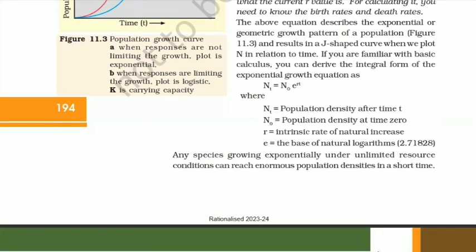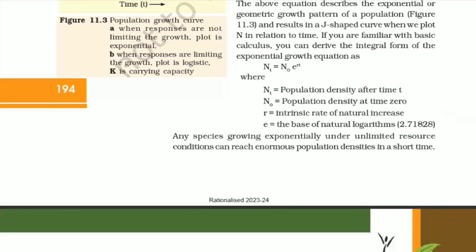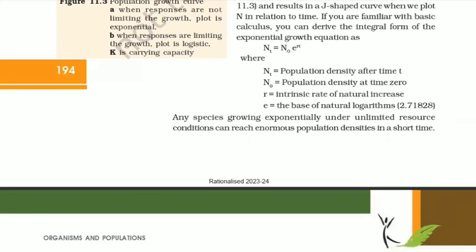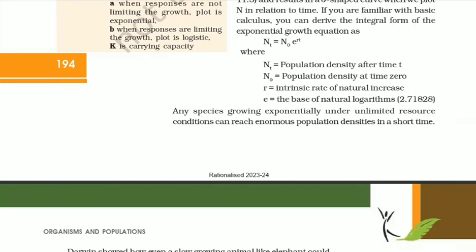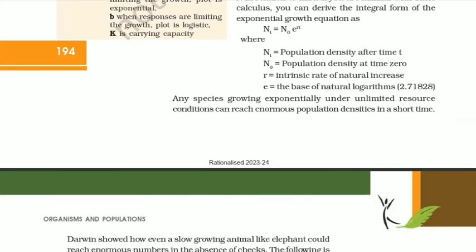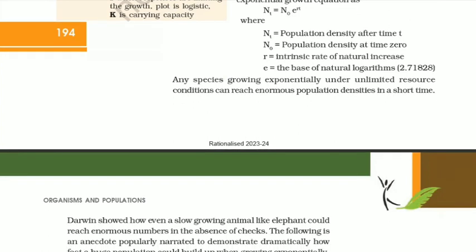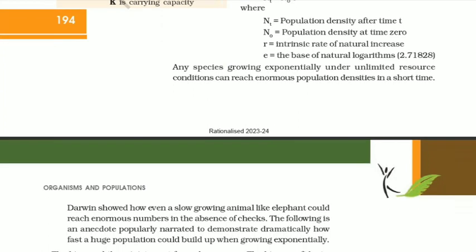The above equation describes the exponential or geometric growth pattern of a population, as shown in figure 11.3, and results in a J-shaped curve when we plot N in relation to time. If you are familiar with basic calculus, you can derive the integral form of the exponential growth equation as it is shown over here: Nt is equal to N0 e raised to rt, where Nt is the population density after time t, N0 is the population density at time 0, r is the intrinsic rate of natural increase, and e is the base of natural logarithms.